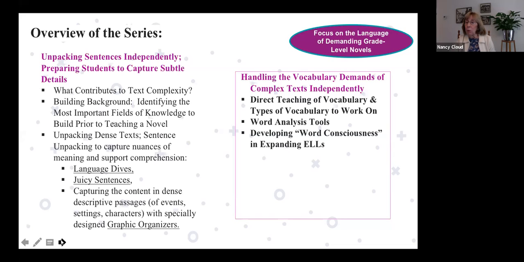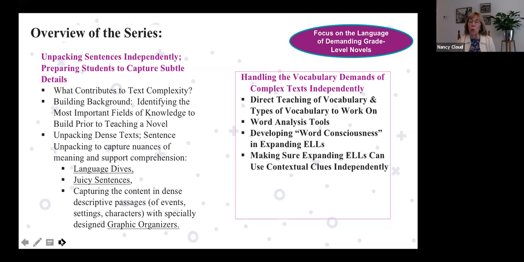And then we definitely want kids to be word conscious. Once they get to the expanding level, they need to notice words that they don't know, and they need to say to themselves, oh, that's an interesting word, or there's a word I don't know, I think I'll look it up. And they can't do that for every word they don't know, but they should start to have an appetite for learning words on their own. And there's things we can do to build that appetite.